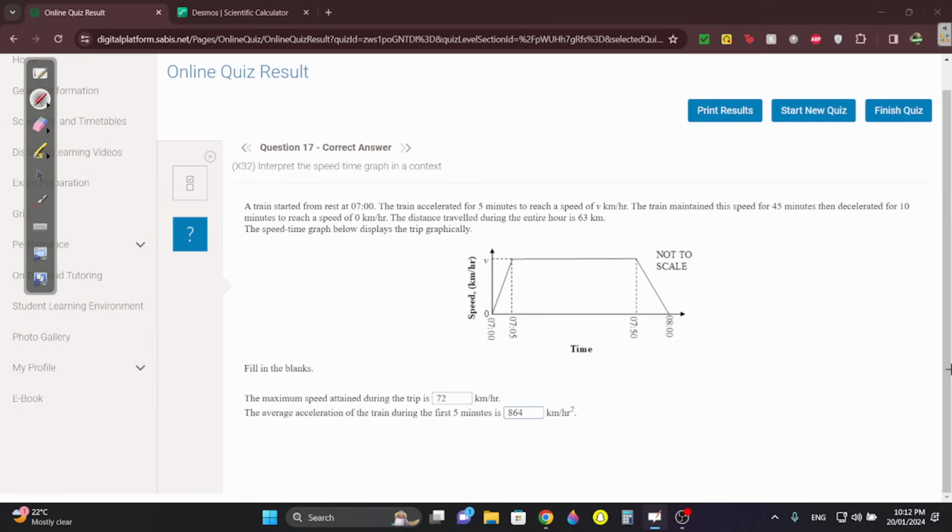A train started at rest at 7, so it was at 0. It accelerated for 5 minutes to reach a speed of v. We don't know the v. The train maintained the speed for 45 minutes, from 7:05 to 7:50. Then it decelerated for 10 minutes until it reached 0. The distance traveled during the whole thing is 63.